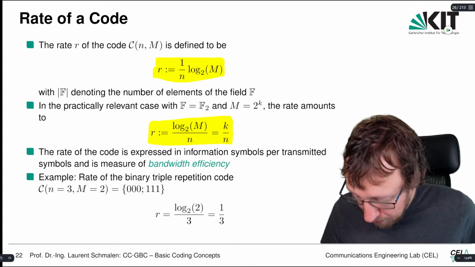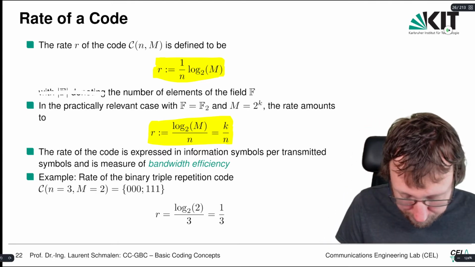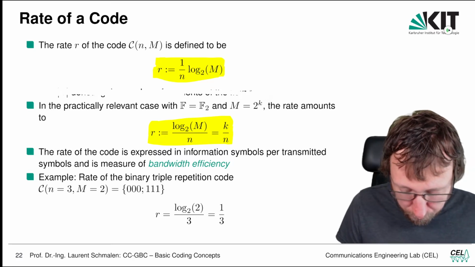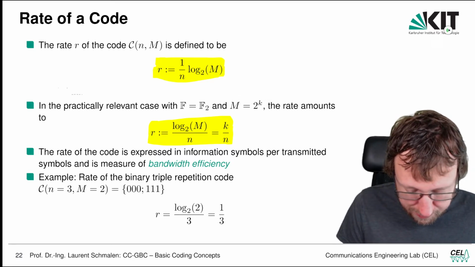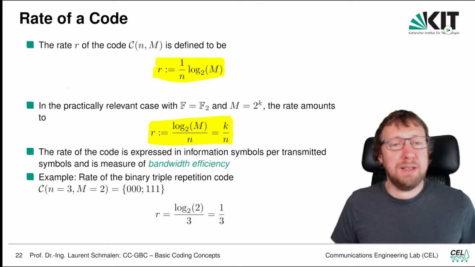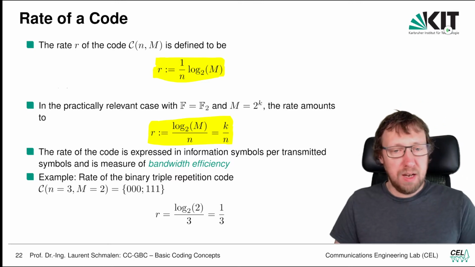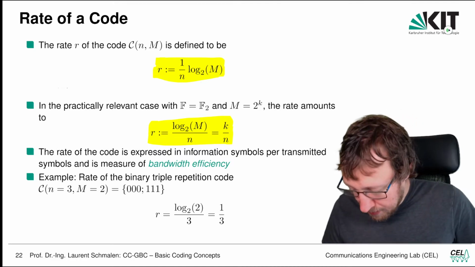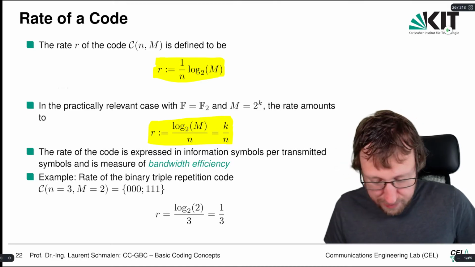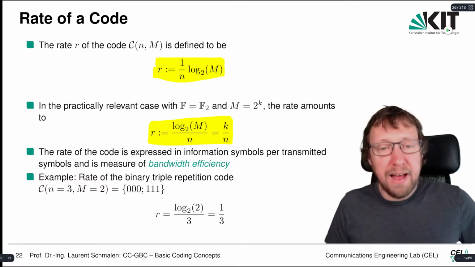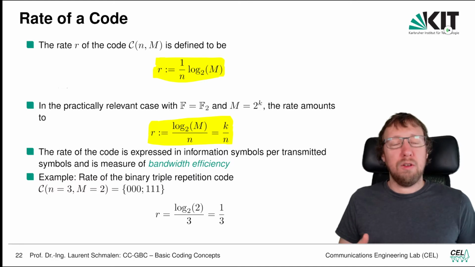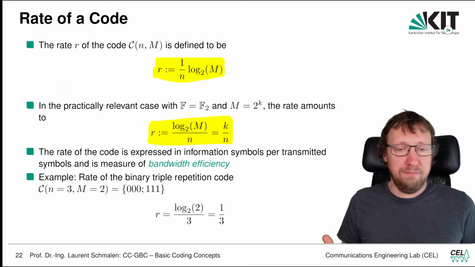This is something we can forget, because that's a copy-paste issue that's no longer correct. The rate of the code is a measure of the bandwidth efficiency, the coding efficiency.